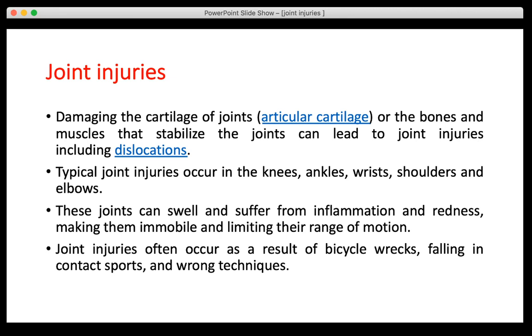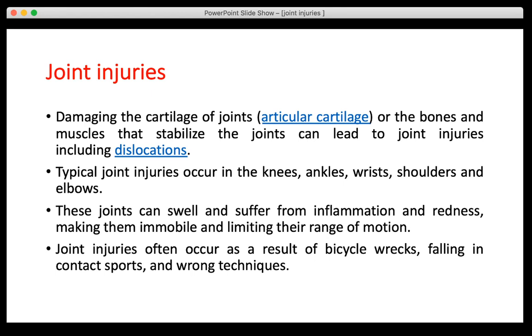And limitation of the range of motion always happens, because if your joints are damaged, you cannot make full movements of your joints. Your movements, extension, flexion will get hampered. So joint injuries often occur as a result of bicycle wrecks, also due to falling, also due to contact sports, where some push or pull is there. And finally, wrong biomechanical techniques, when you are not doing things in a proper way, can also lead to joint injuries.